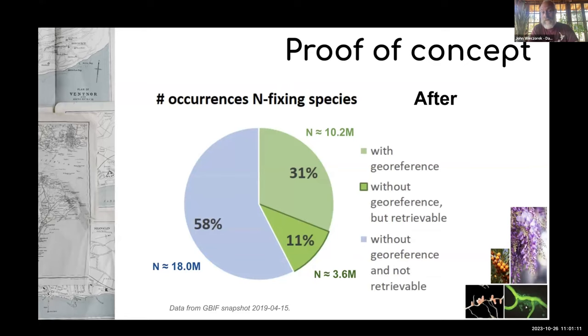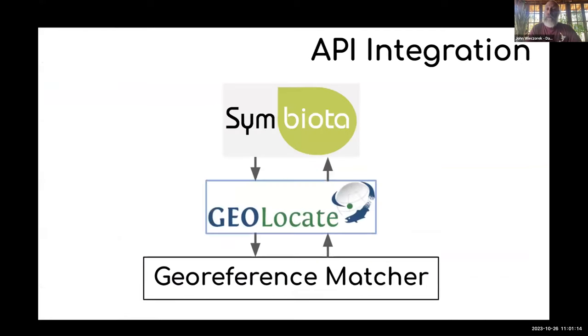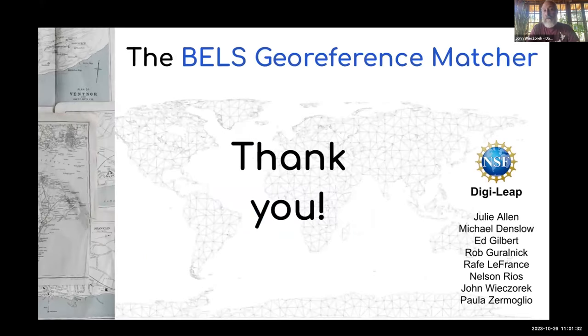I'm happy with that. So the last thing then is to talk about the fact that there is API integration. Nelson alluded to this. And so either through Symbiota or Geolocate, because Symbiota will call Geolocate, and then Geolocate can call the georeference matcher and provide solutions from that service. And that's all I wanted to tell in this super short time that I had to cover a very complex topic.